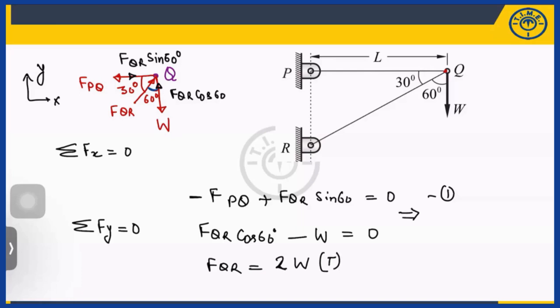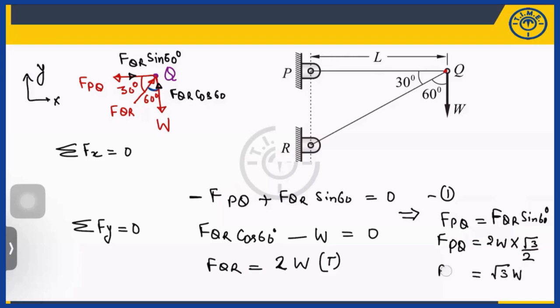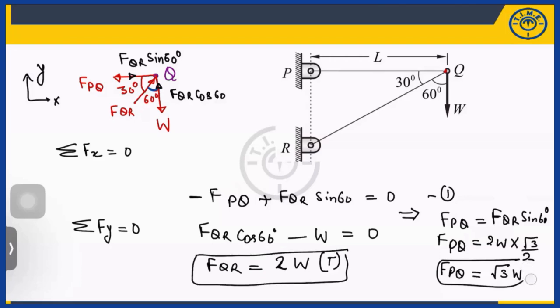Similarly, from the first equation, can I write F of PQ is equal to F of QR sine of 60? What I have done is taken F of PQ to this side. So F of QR sine 60 is equal to F of PQ. And you already know the QR value. What is the QR value? 2W. And what is the sine 60? Root 3 by 2. That means the value you are getting is root 3W. So now you can check which option matches our answer. F of PQ you are getting as root 3W, and F of QR is 2W, and both are coming out to be positive. That means whatever direction you assumed is correct.